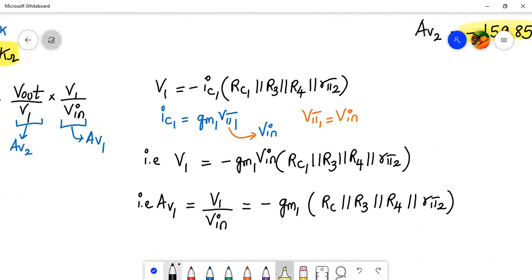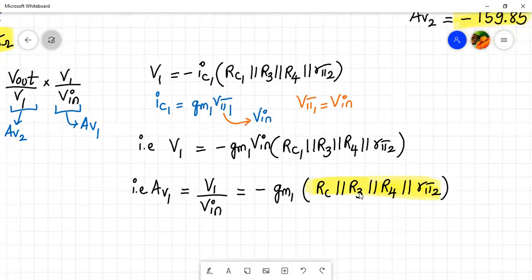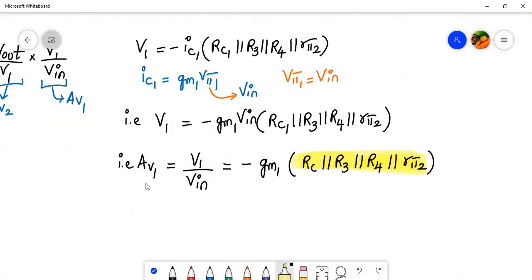Let me mark it so that we can represent that this is coming from the mid frequency small signal equivalent circuit. Now we have to calculate this AV1. So what was the gm1 value? I think the gm1 value was 159.85 milli.